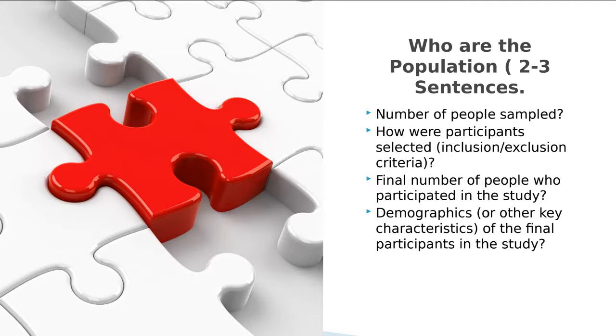How many participants? How were participants selected? Were they randomly selected? Probably they were, for example, volunteers. You have to tell us how many people started the study and how many people dropped out. Because let's say you have 10,000 people joining the study and then 8,000 drop out. So you have to talk about that.